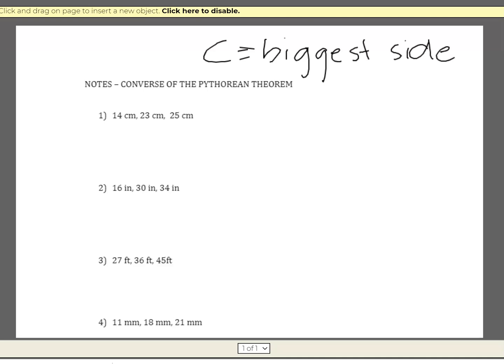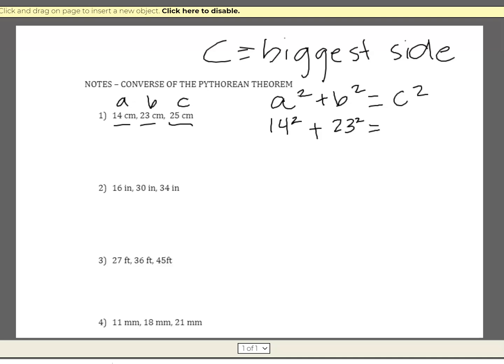So what you need to do with this is basically they want to know if these three numbers form a right triangle. So what you do is you do a square plus b square equals c square. So first, the biggest number here is 25, so that's your c. That means this is a and b. Okay, so what you're going to do is you're going to replace here. So 14 square plus 23 square, does it equal 25 square?